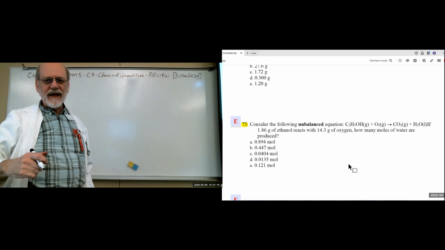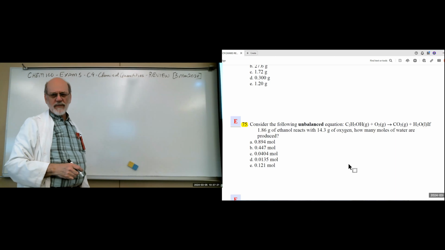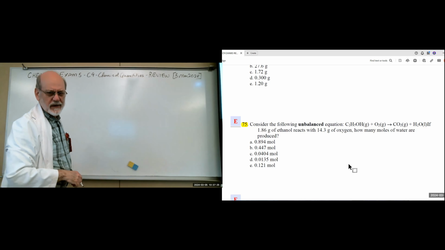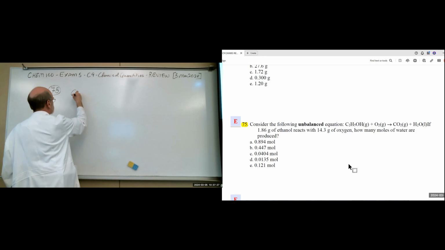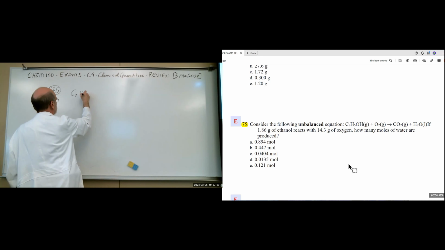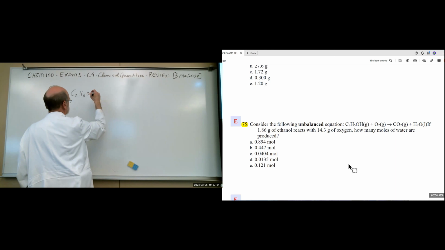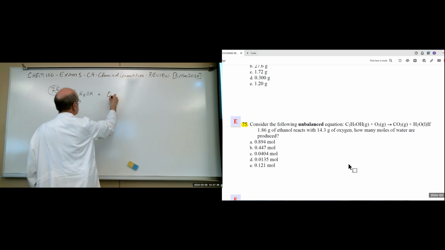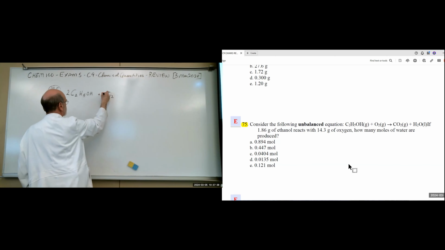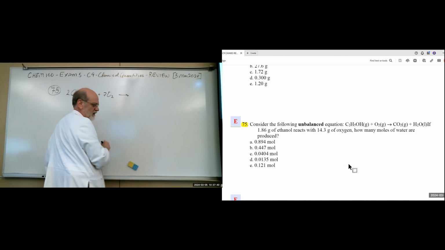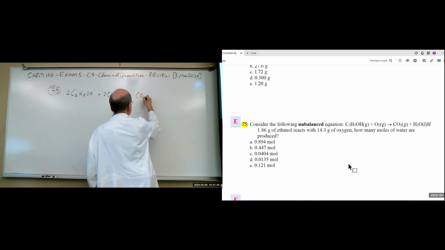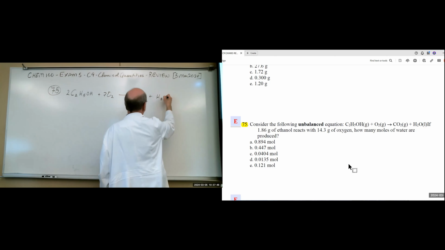Consider the following unbalanced equation. Oh, we balanced this one before. C2H5OH plus O2. I think this was 2 and this was 7. And CO2 and water.